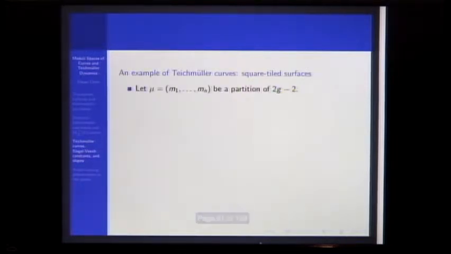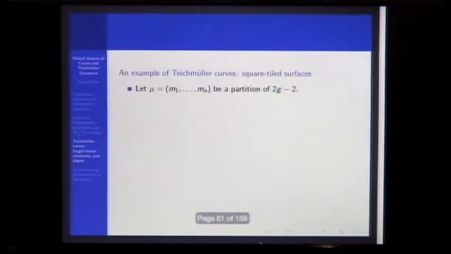Okay, so some more examples. First, do these Teichmüller curves exist in the first place? If they didn't exist, it would be meaningless to study. So luckily, they do exist. Let me present you one nice construction.